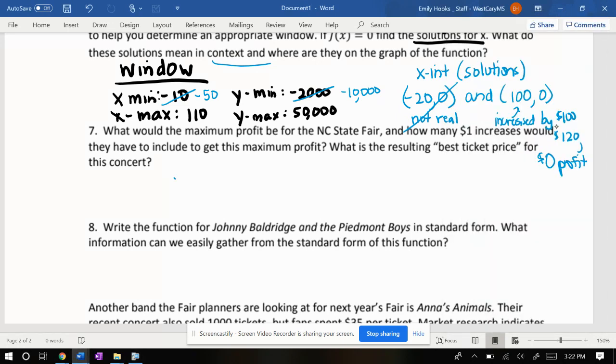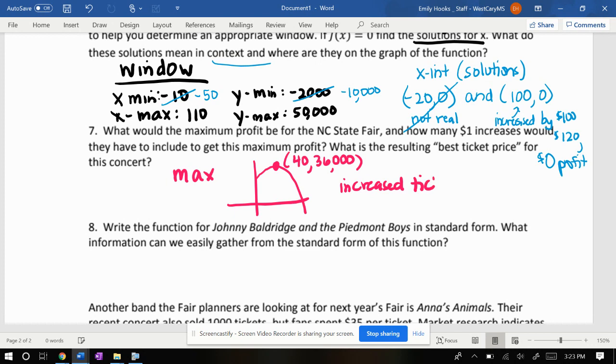So our maximum that we found on the graph, and we'll just do a quick little sketch. So this guy right here was 40 and then $36,000. So what does that mean in the context of this problem? This means that we have increased the ticket price by $40. Okay. So less people are coming, but we're making more money per ticket. So by $40 with a profit of $36,000.